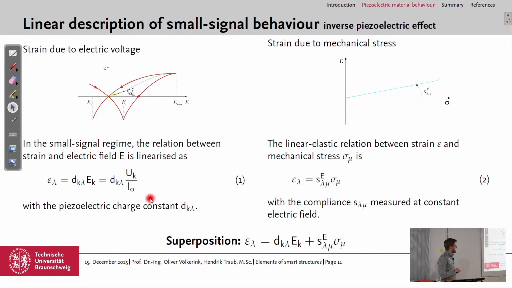And then we can superpose these two equations, and we have a composed equation for the overall strain. So strain in the direction lambda is piezoelectric charge constant times the electric field plus the compliance times the applied external stresses. So with this we can calculate the overall strain from the applied electric field and the mechanical stresses.